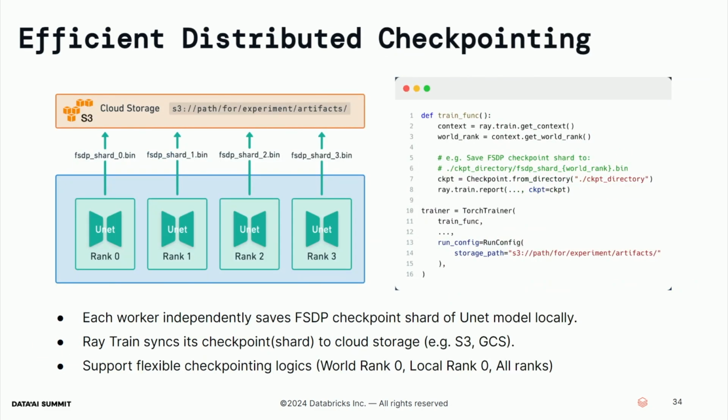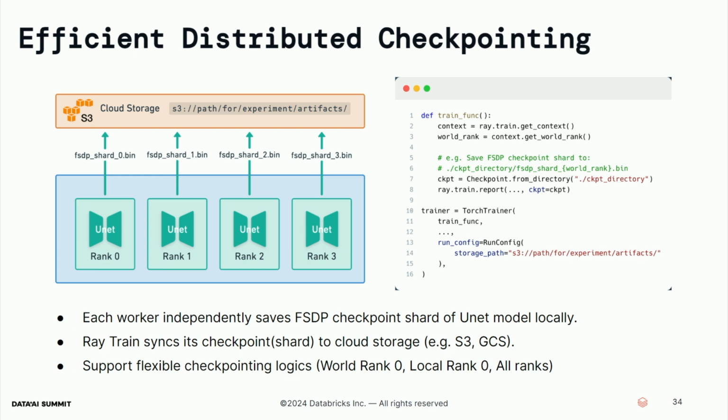Apart from this auto restoration logic, we also provide efficient distributed checkpointing. When you're training, especially large models, checkpointing could be a big issue. For example, if you want to save a checkpoint every 30 minutes, but saving checkpoints takes 10 minutes, that is totally unacceptable. Your training efficiency will decrease by 1/3. So here, Ray Train provides a way to independently upload your checkpoint shard from each worker.